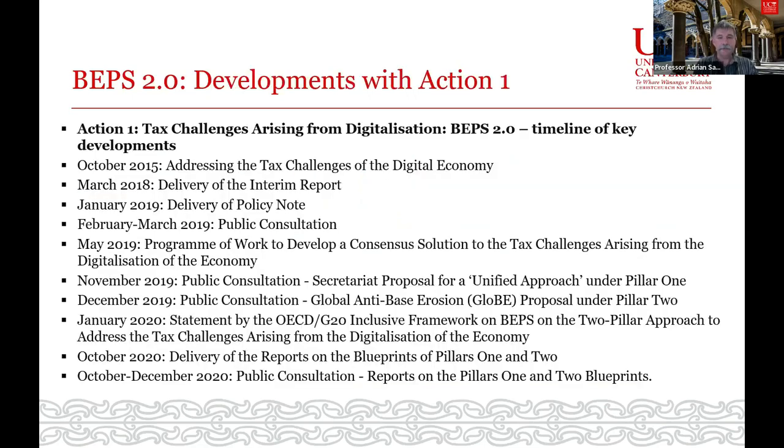So, Action 1, which is obviously dealing with the digitisation of the economy, a little bit more detail just to give you a flavour for how long it has taken to get to the point that we're at now. So during the BEPS 1.0, when there was the final report in October 2015, the issue about the tax challenges of the digital economy was largely left open and unresolved. Then in March 2018, there was the interim report, followed in early 2019 by a policy note in terms of some of the issues that came out of that report. It was then open to public consultation. That led to a program of work to try and get a consensus.